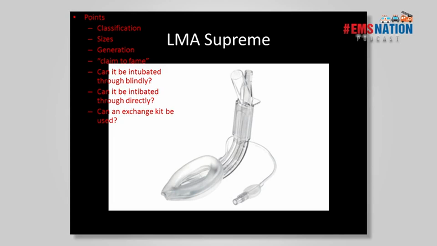Most people will not say that the LMA Supreme is a quote-unquote disposable version of the Pro Seal if they're a purist, because the bowl is made out of slightly different material. But for all intents and purposes, it is. It has the same characteristics as the Pro Seal in terms of my checklist of questions. It has a built-in bite block, and it has a rigid plastic stem so that it can be inserted with relative ease. These devices can't be intubated through with an endotracheal tube. That's kind of their downside.